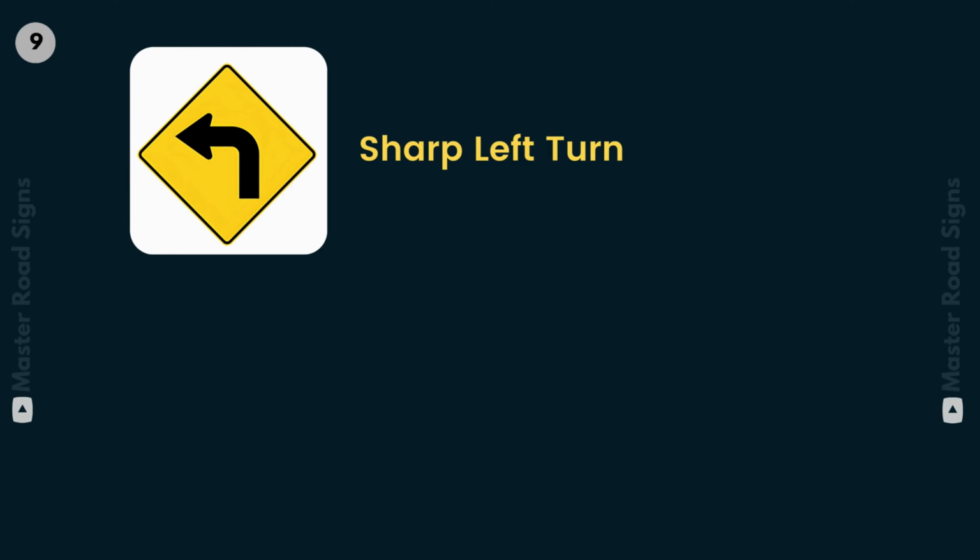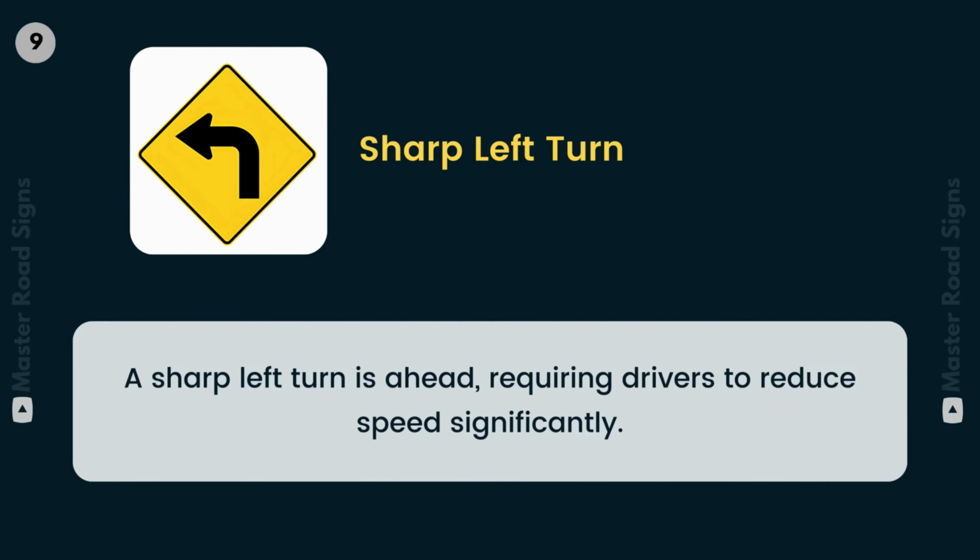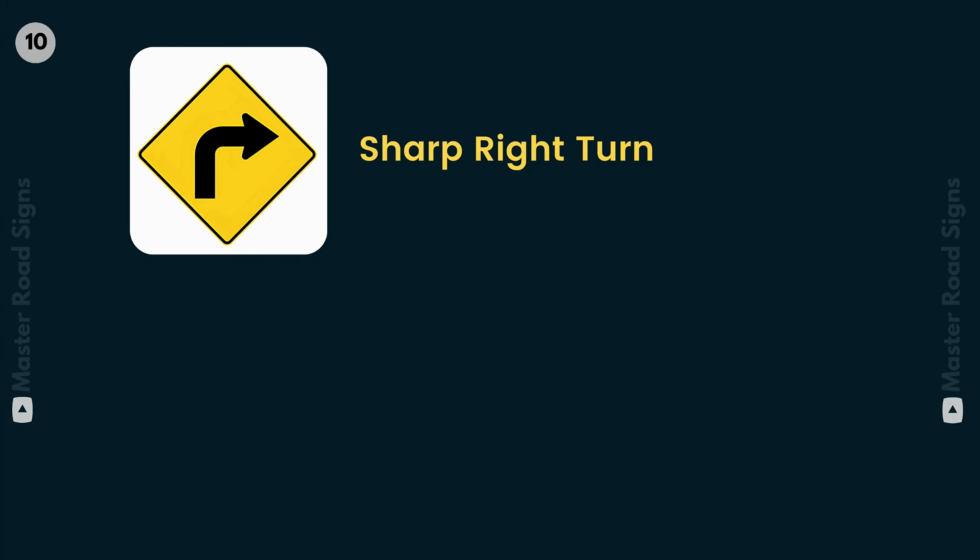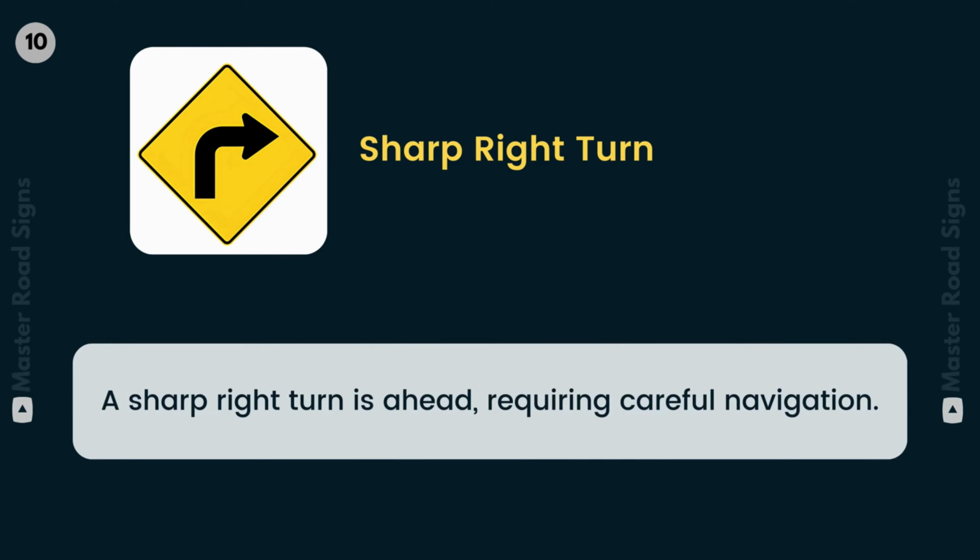Sharp left turn sign. A sharp left turn is ahead, requiring drivers to reduce speed significantly. Sharp right turn sign. A sharp right turn is ahead, requiring careful navigation.